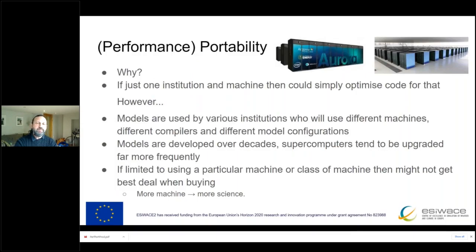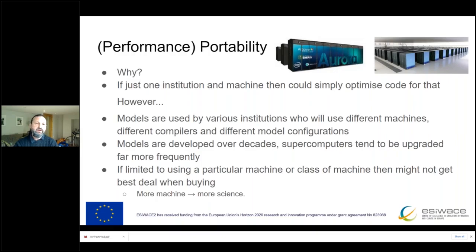So the second P is portability. Of course we all want our models to be able to run on different machines, but when we say portability here, it's more about performance portability: being able to get good performance on different machines, not just being able to run on them. So why do we care? Historically, if it's just one institution and one machine, then you could simply optimize the code for that machine, and maybe you don't really mind about it being performance portable.